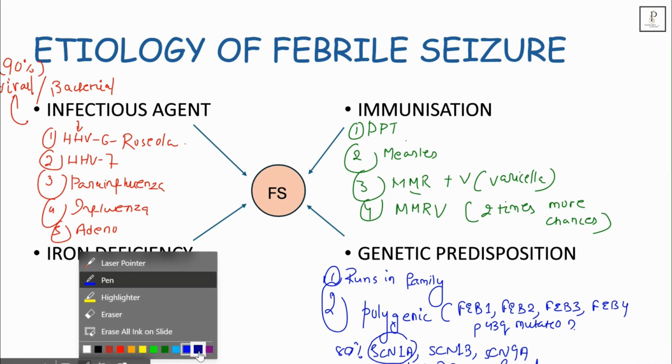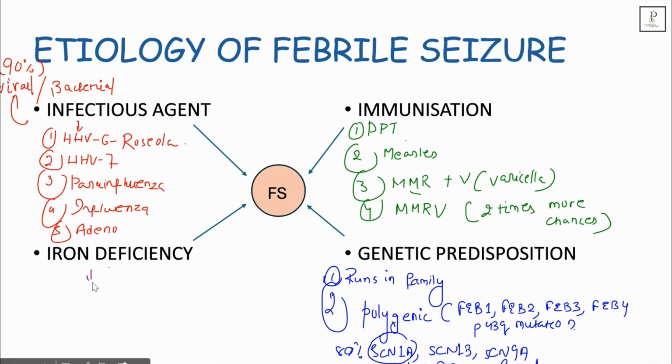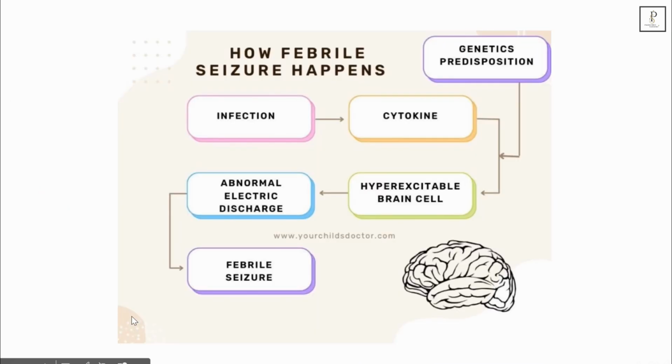Next comes iron deficiency. Studies have shown that iron deficiency may predispose to febrile seizure. So if we check serum ferritin in a child and it is less than 30 microgram per liter, then the child is more prone to develop febrile seizure. Okay, so these are the etiologies. One is infectious agent, then immunization, then genetic predisposition, and iron deficiency is also a contributory etiological factor.